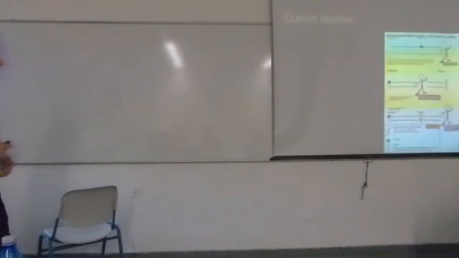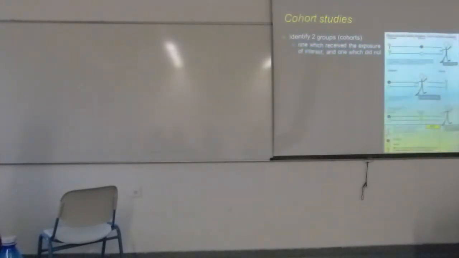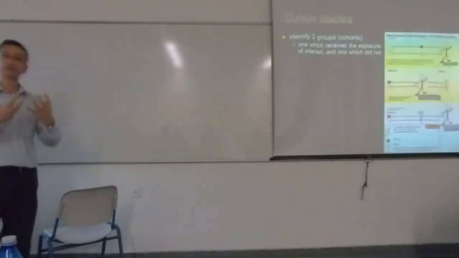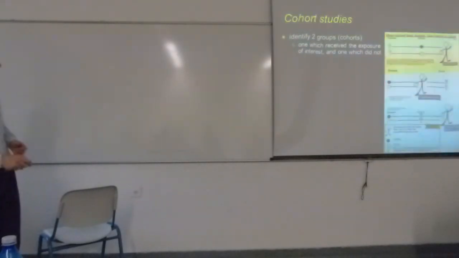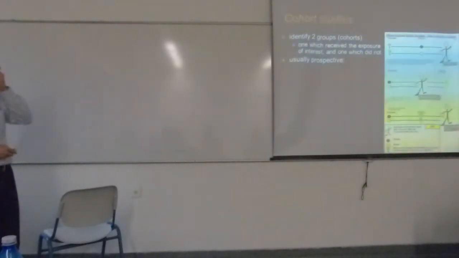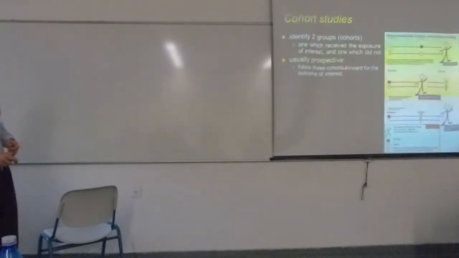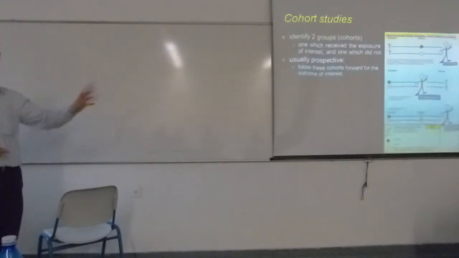So what's a cohort study? A cohort study is where you identify two groups, the cohorts, and you follow those cohorts over time, and only one of those groups receives the exposure of interest. If we're talking about researching in vision therapy or prisms, then that is the exposure of interest, the intervention that we might be giving them. The other group doesn't. It's usually prospective. You follow those cohorts over time to see if they get the outcome of interest. If it's a drug, you're looking to see if they get better, for example.